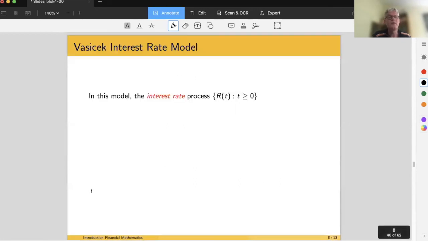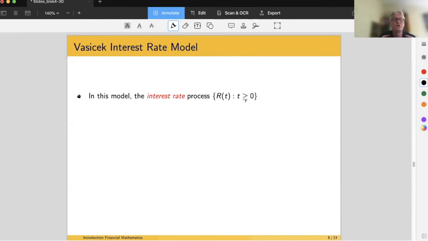And now we look at another model. A second example in financial mathematics is a model for the interest rate, the so-called Vasicek interest rate model. So now we will look at an interest rate process. We name it capital R, Rt, t greater or equal to 0, and it is a stochastic process. So also for the interest rate, we will model it as a process with a random part. So we don't know the interest rate for sure.